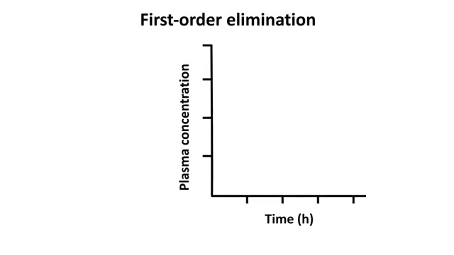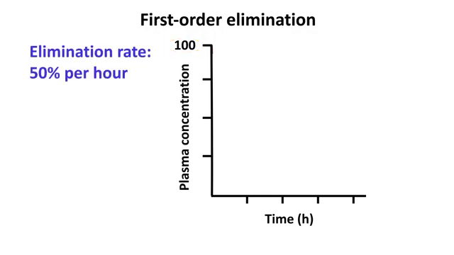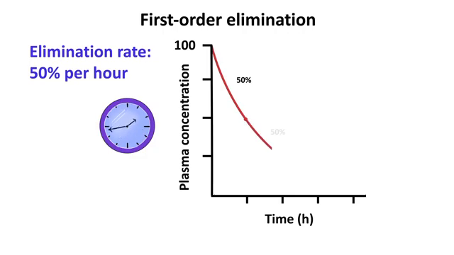So if you start out with the same plasma concentration of 100 milligrams per liter, and you're eliminating 50% of the drug every hour, that first hour you'll eliminate 50 milligrams. The second hour you'll eliminate 50% of whatever is left. So then you'll go from 50 to 25. And then in the third hour you'll go from 25 to 12.5. And in the fourth hour you go from 12.5 to 6.25, and so on.